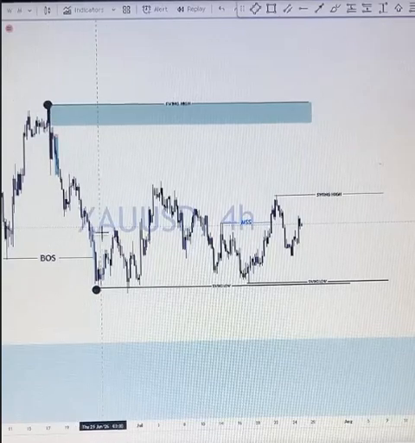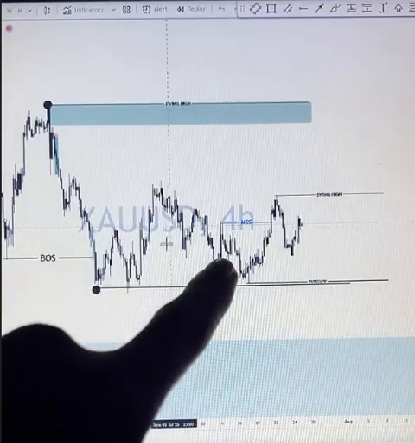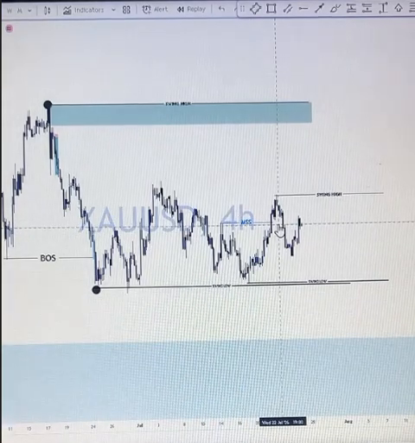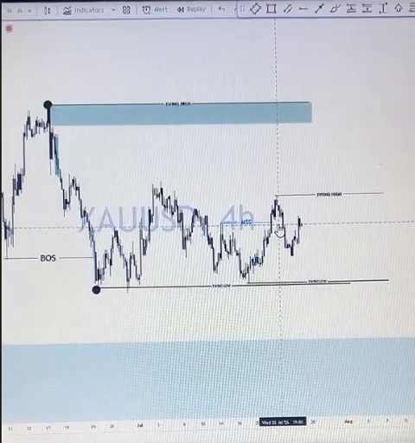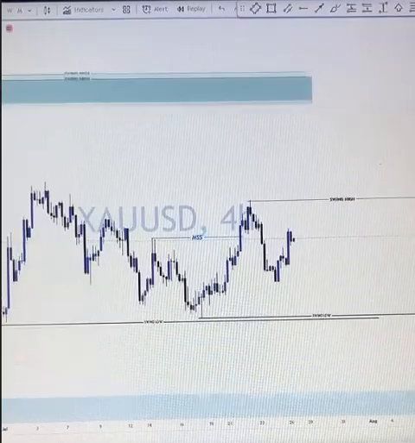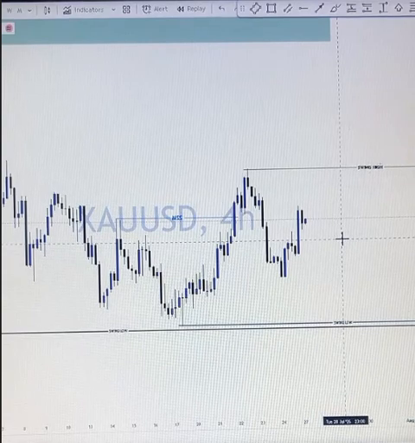That is exactly what we have right here. After your breakout, we have what we call pullback. But inside the pullback, you have internal structure. It is tradable. It's very easy if you can understand this. The minute you understand this, understanding market direction and getting your key level will be very, very easy.